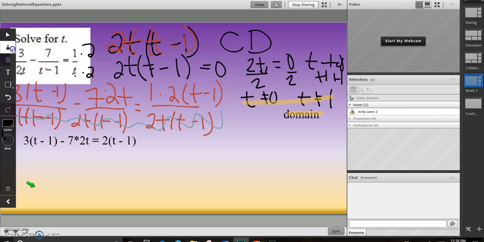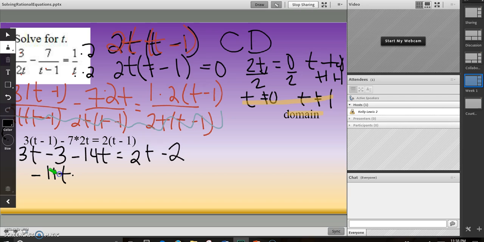So let's multiply that stuff out. 3 times t, 3t, 3 times negative 1, negative 3. 7 times 2 is 14t. 2 times t, 2 times negative 1. So that's where we are. Let's combine like terms. 3 minus 14, negative 11, t minus 3, equals 2t minus 2.